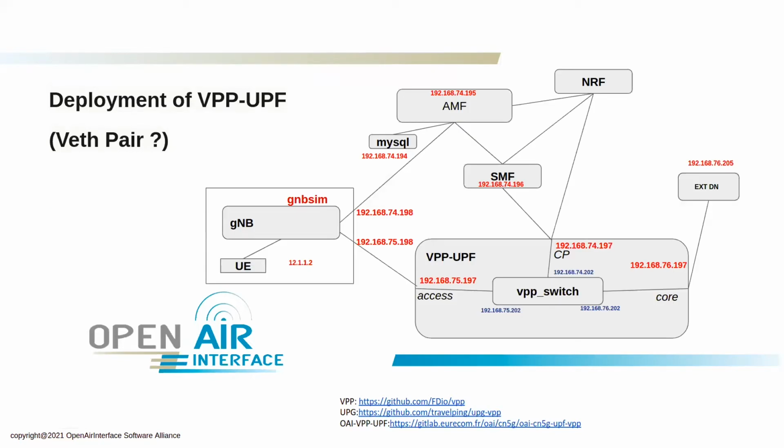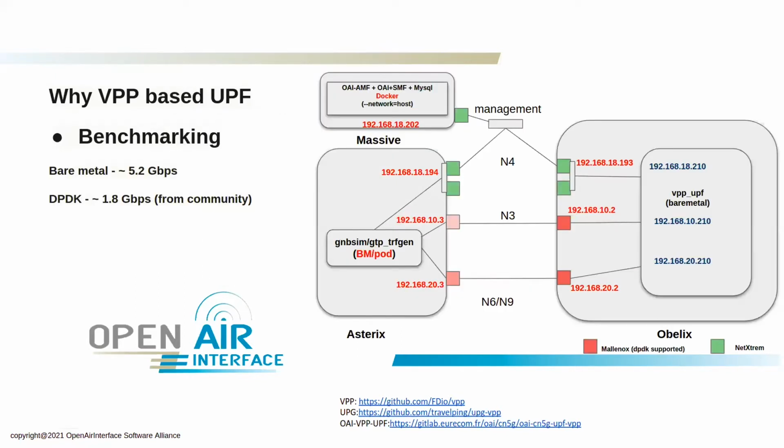When you say DPDK on AWS, you are using ENA adapters? Yeah, right. Okay. I think we will take questions later because we have just 2 minutes left for the presentation.